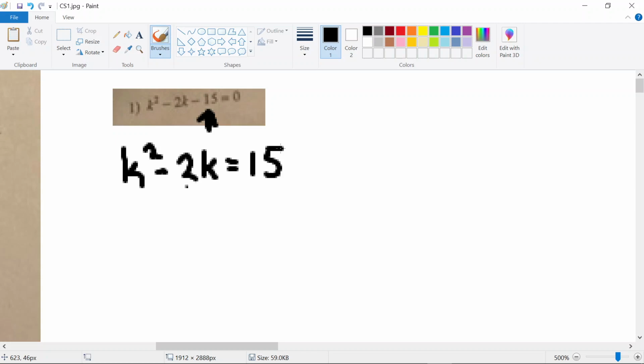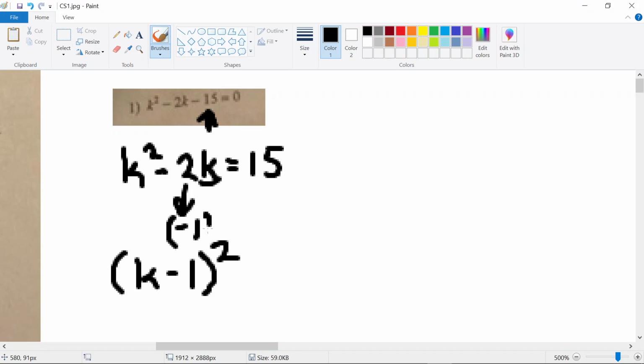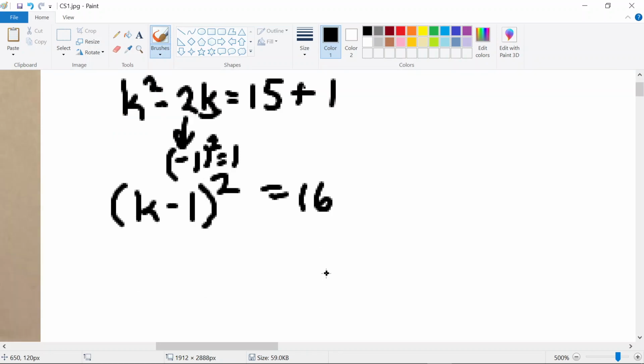Step 2, take half of the coefficient of the non-squared term. Half of negative 2 is negative 1. Put it in parentheses with the variable and square it. Whatever that half of the coefficient is, square it. Negative 1 squared is 1, and add it to the other side. It would never come out to a negative number, because a negative number squared is a positive number. So (k minus 1) squared equals 16.